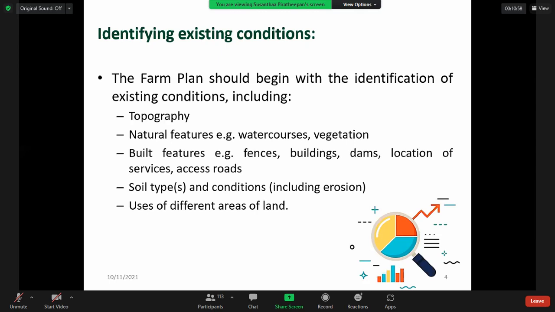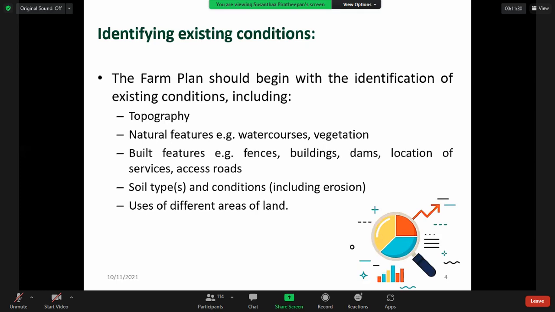And the fourth one, soil types and their conditions. We want to check whether our soil has good quality or good fertility, or whether it may be waterlogged soil. Usually we need well-drained soils with good fertility, and we also want to make sure there is less erosion.